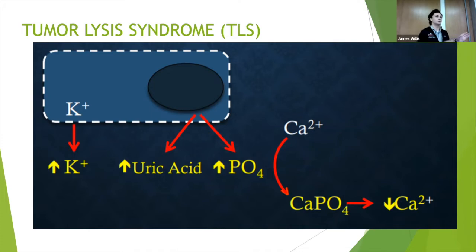Typically patients in the inpatient setting will get all of these labs taken every day to evaluate for TLS. Potassium, uric acid, and phosphate are all released from cells, and then the calcium kind of crashes out with the phosphate, and so you have a drop in calcium as well.